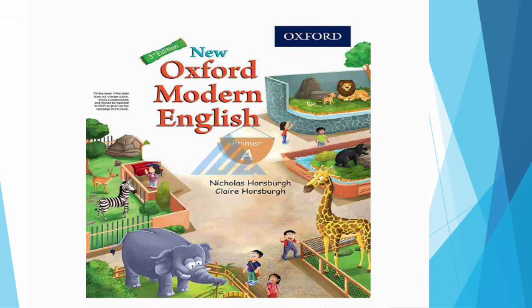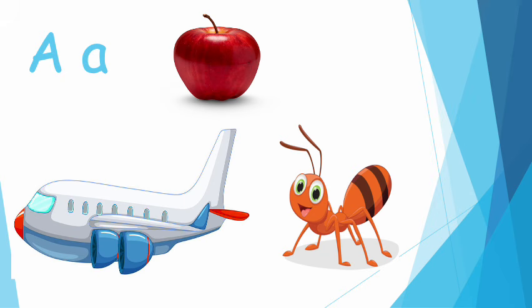Well done. Clap for yourself. Now we revise all the work we have done before. Let's revise with me. This is A: apple, A aeroplane, A ant.